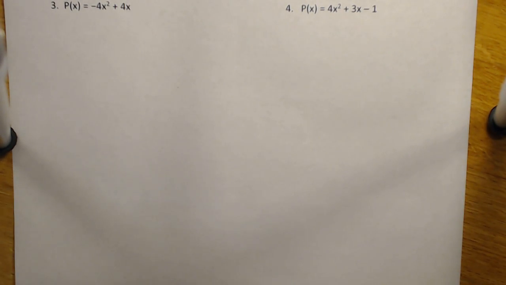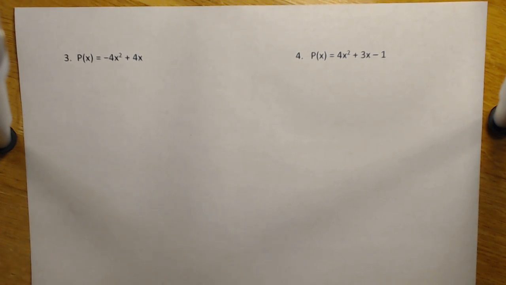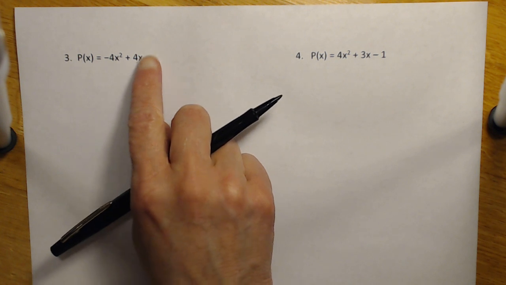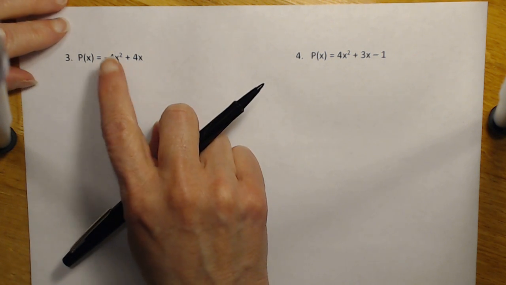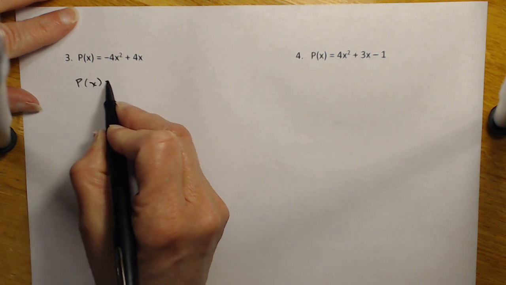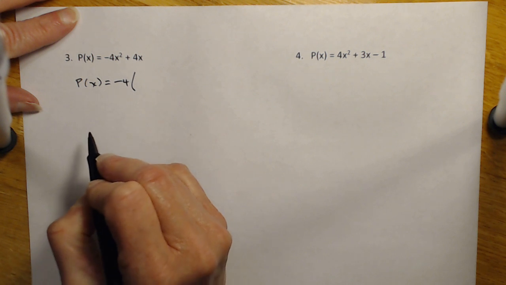Let's just try this for two more here. Now again, keep in mind for number 3, you have negative 4x squared plus 4x. There is no constant term, which is fine. It's still a quadratic because there's a degree 2. To complete the square, we factor out that leading coefficient no matter what it is. So in this case, it's negative 4.